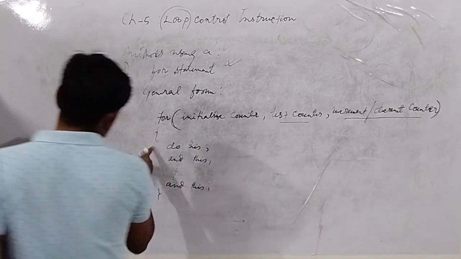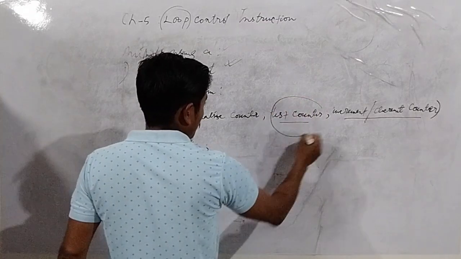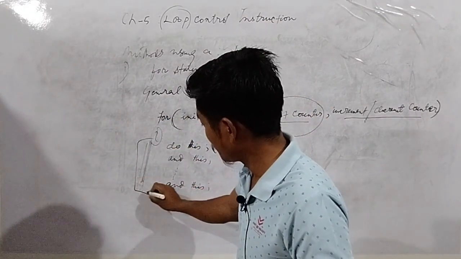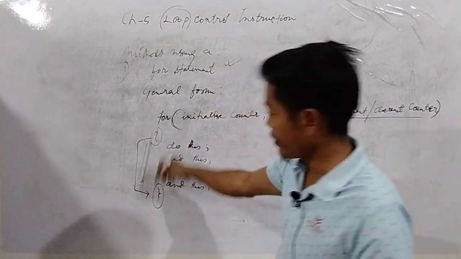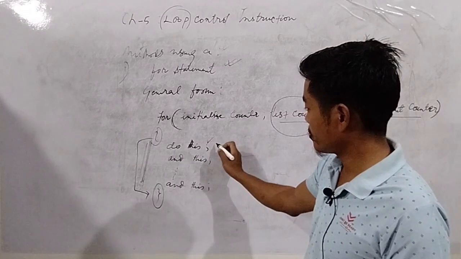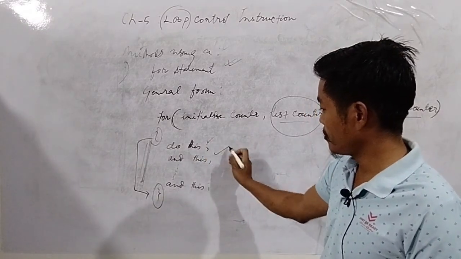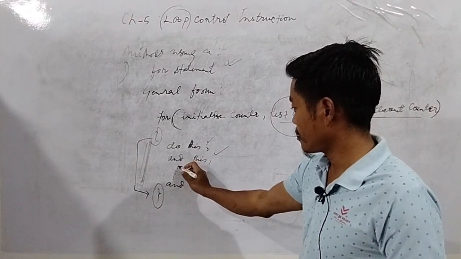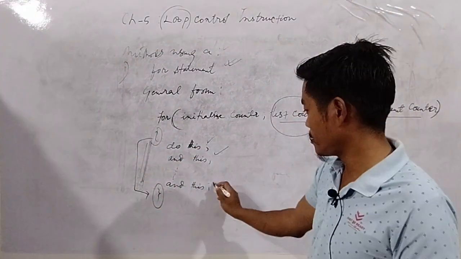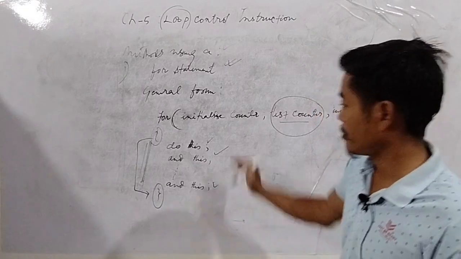Now open the second bracket. Here the test counter is the condition. Inside the second open bracket and close bracket, on separate lines, the statements are executed. So do this means statement 1, statement number 2 and so on, there could be n number of statements, and this is the last statement.